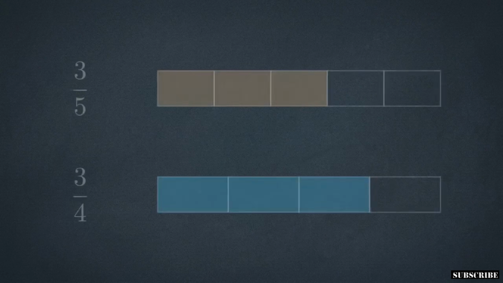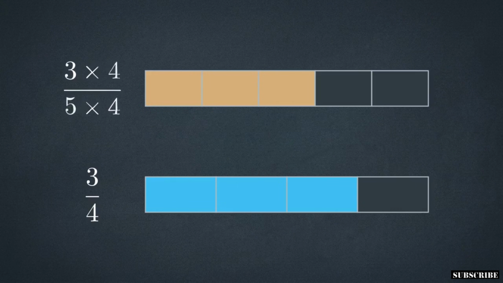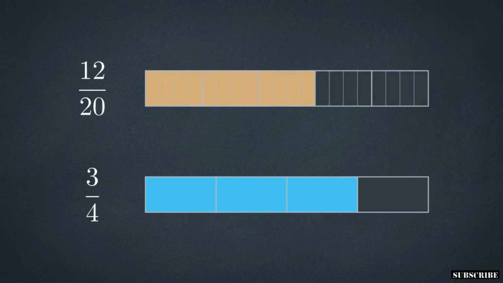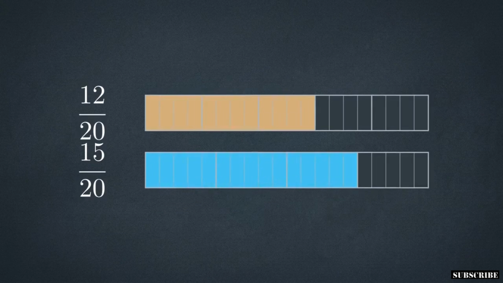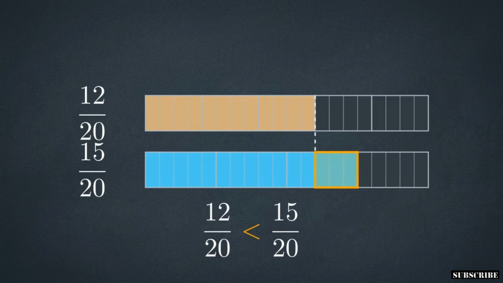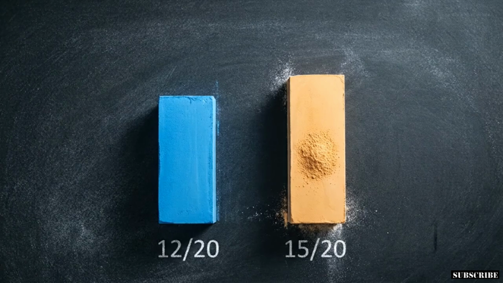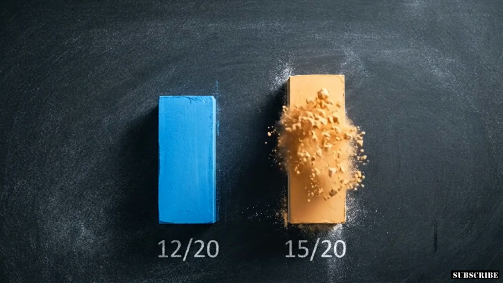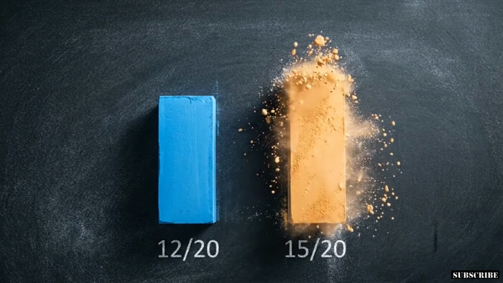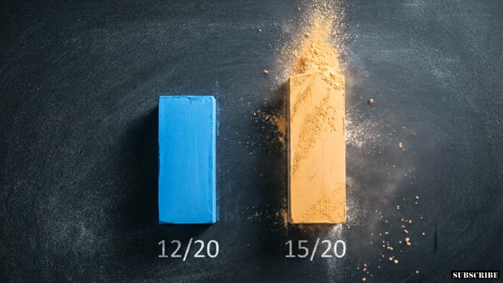Look at this scale comparison. Multiplying 3/5 by 4 gives 12 out of 20. Multiplying 3/4 by 5 gives 15 out of 20. Now measured in 20 equal parts, we clearly see that 15/20 is the larger quantity. Standardizing denominators aligns these quantities. It allows us to directly evaluate and compare fractional values that initially seem incompatible.